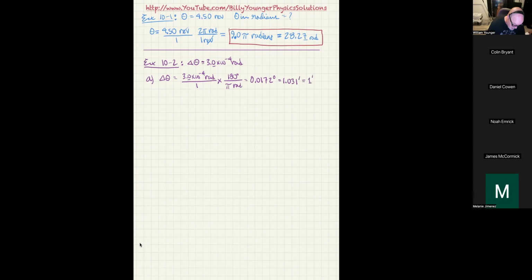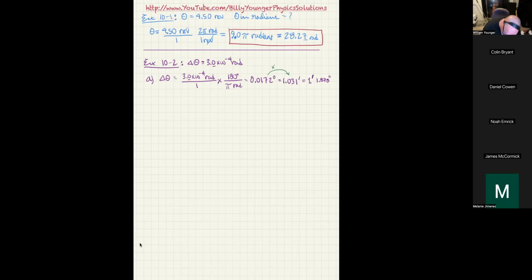And that would be 1 arc minute, and then 0.031 times 60, and I carried an extra digit there, is 1.878 arc seconds. So basically the angular measure is 0.0172 degrees, which is also about 1.031 arc minutes, but that's also 1 arc minute plus 1.8 arc seconds. I just wanted to show you in case you have to do any calculations with angles that are smaller than degrees.